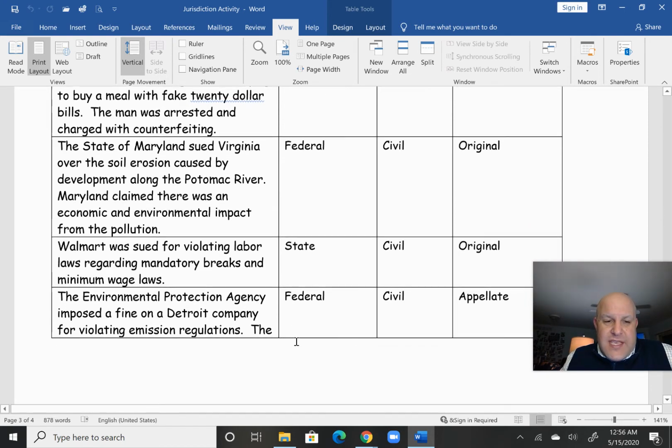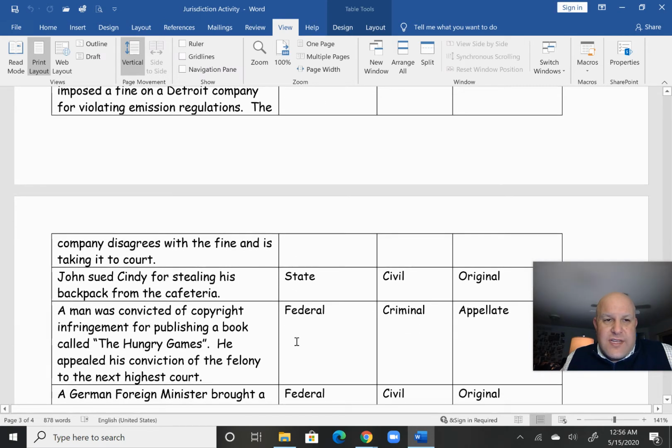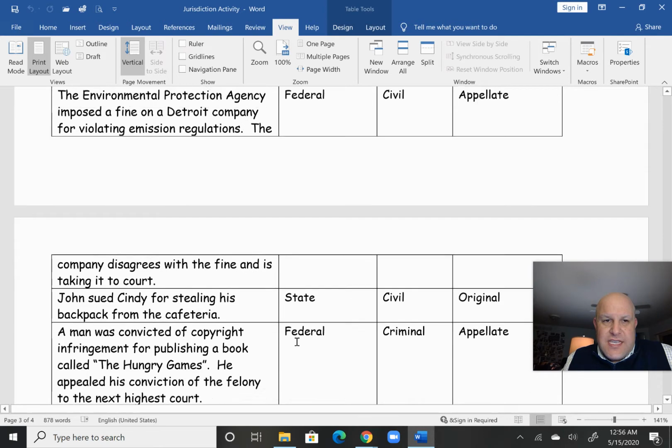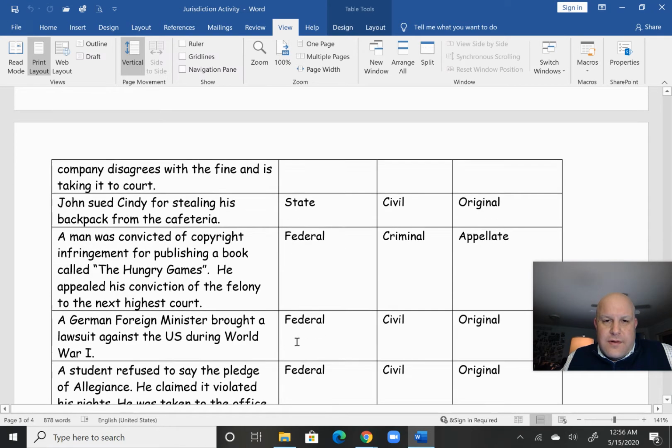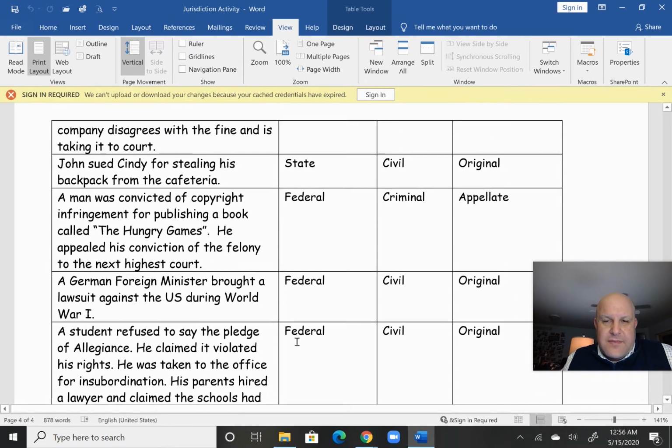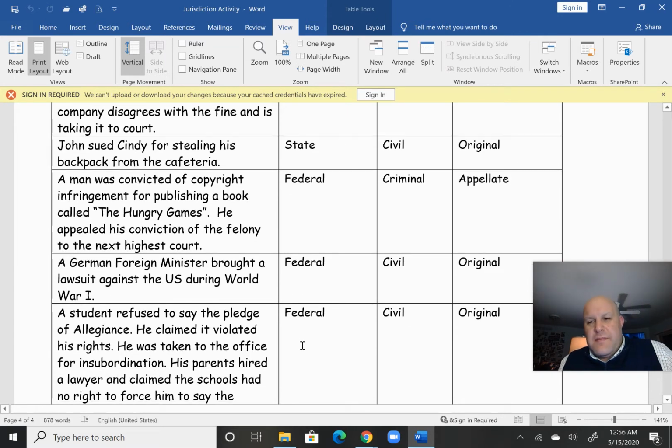Next, the EPA imposing a fine on a Detroit company for violating emissions. This is federal because the EPA is a federal agency. And with the company disagreeing with the fine, it was an appeal to another court, so it would be appellate here. Some of you might say original there, but appellate as well. John sued Cindy for stealing his backpack from the cafeteria.